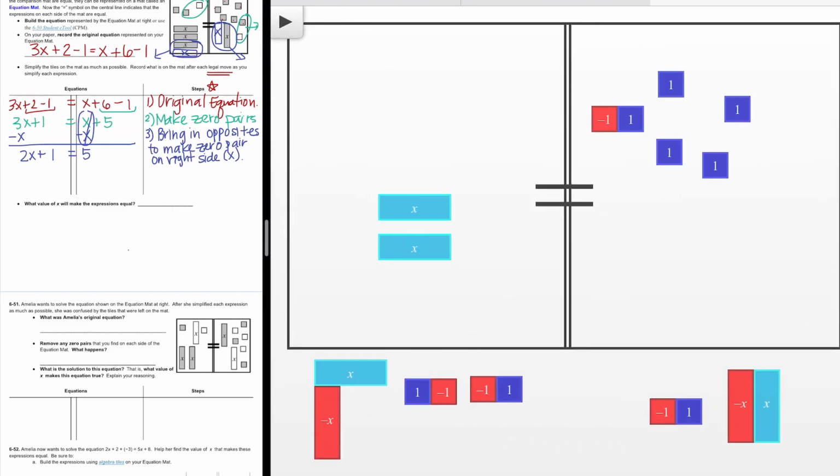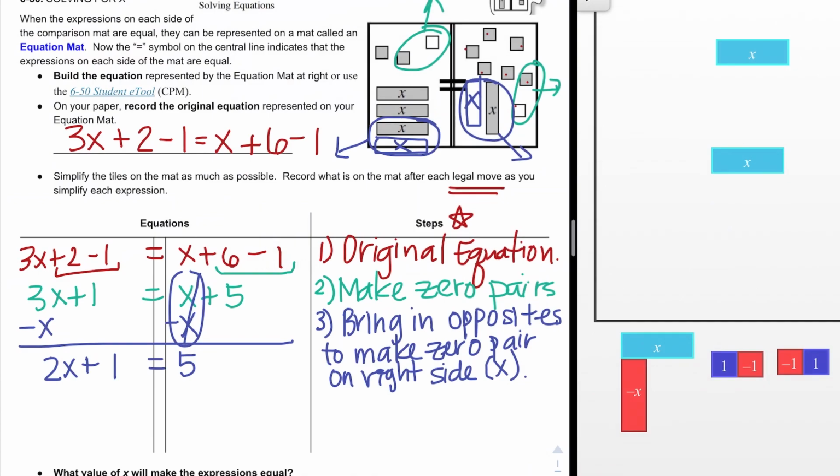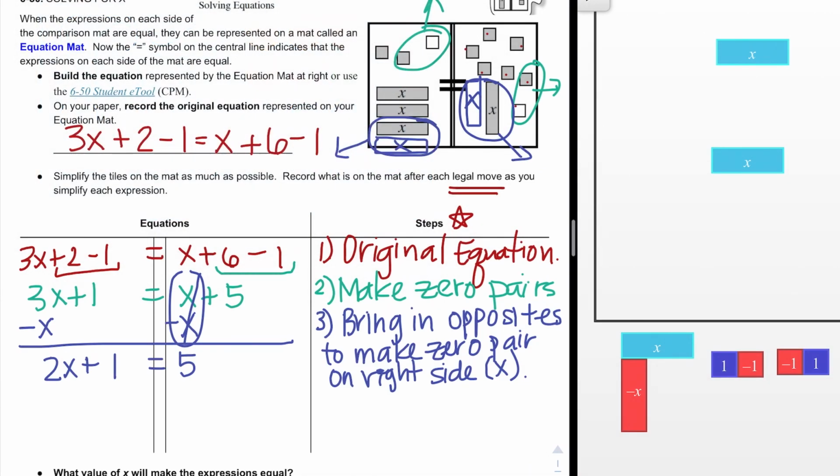Okay, so here's the -1 on the right side, making these two a negative 0 pair. So I'm going to pull those off. And now I'm left with 2x and 4 ones. Okay, so let's go ahead and write that in. So I brought in one negative on the left and then another negative on the right. So I'm going to say bring in, same thing.